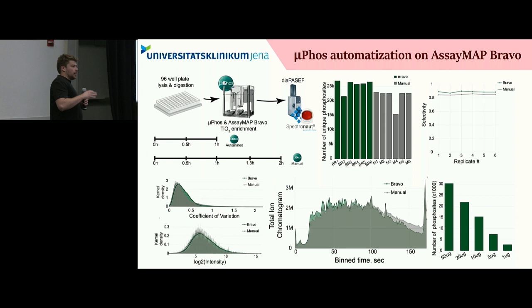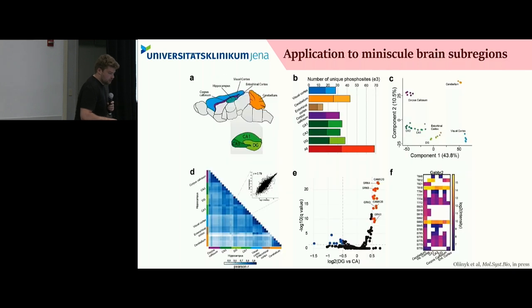We can now identify a lot. We can identify functional sites, but how do we apply it? The first area that we thought of is actually high sensitivity tissue phosphoproteomics. For this specific case, we are excising a very minuscule amount of tissue, in this case the subregions of the mouse hippocampus.